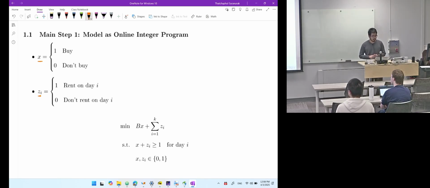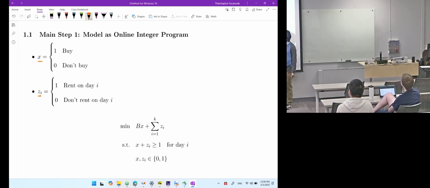And with these variables, now you can write it down as an integer program where you want to minimize the cost. The cost is you're going to pay B if you buy, and on each day you're going to pay 1 if you rent. So this is the cost. And for each day, you need to either buy or rent on each day i. So I hope you're convinced that this really captures the problem.